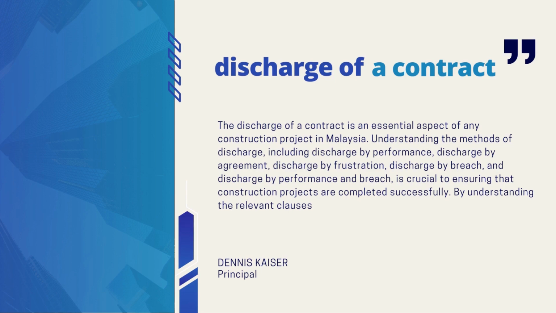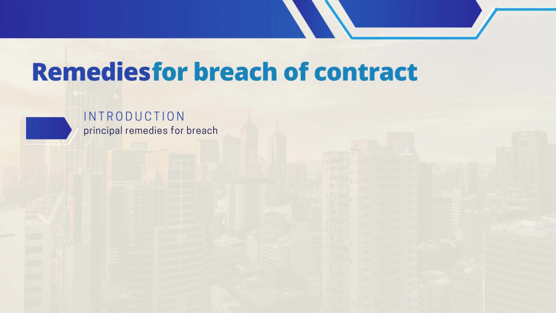By understanding the relevant clauses. Contracts are legally binding agreements between two or more parties, and they are essential in the construction industry to ensure that projects are completed on time, within budget, and to the required standard. We will discuss the principal remedies for breach of contract in construction law, including damages, specific performance, and injunctions, and quote relevant clauses in construction law in Malaysia to illustrate their importance.